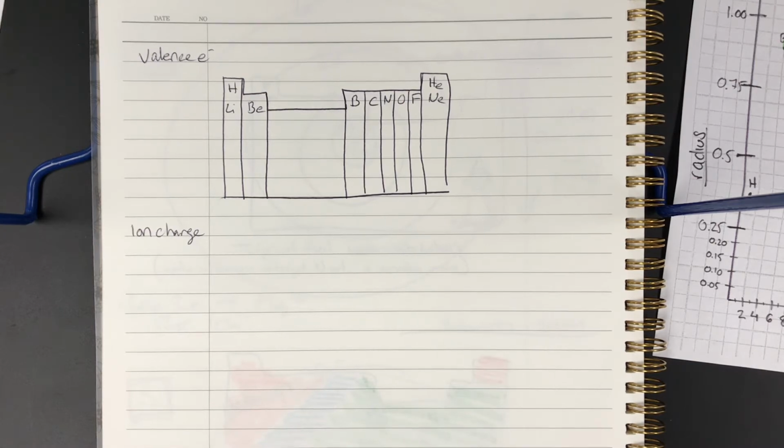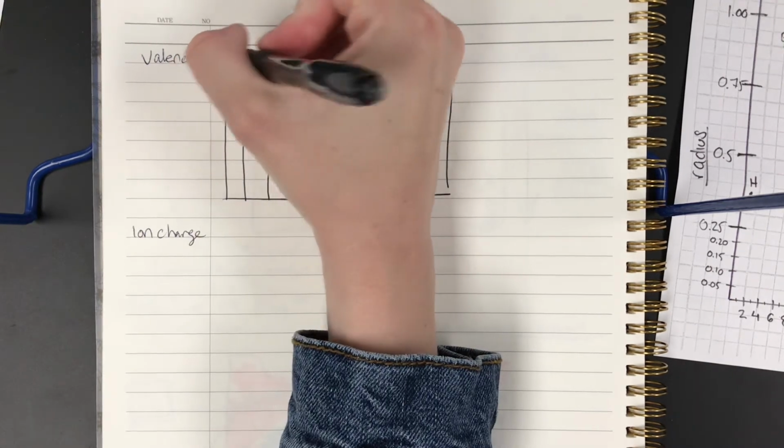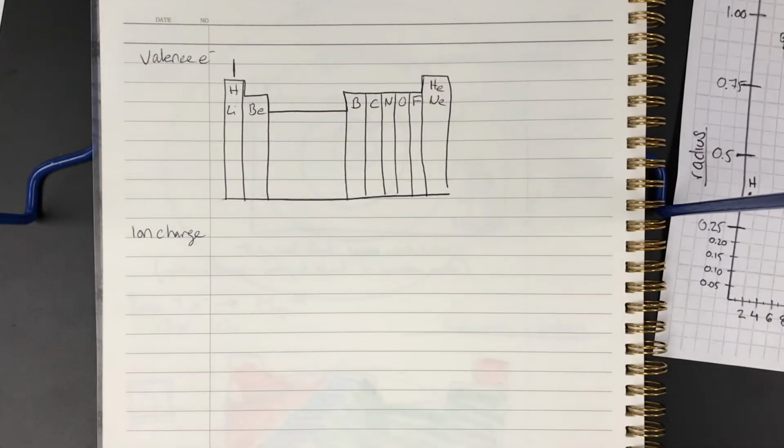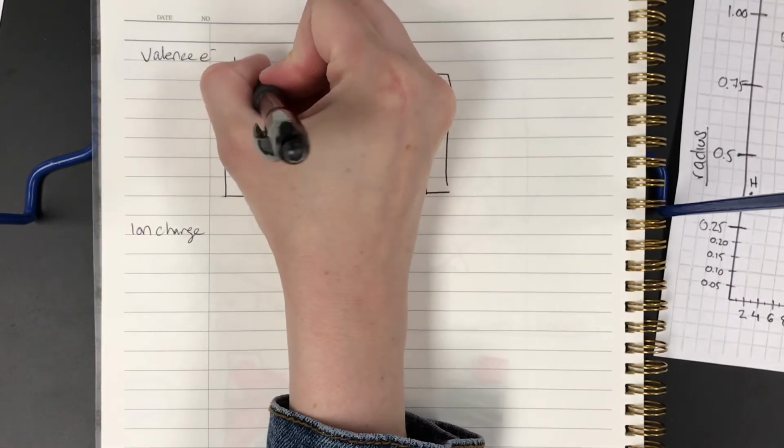Okay, how many valence electrons does hydrogen and lithium in that family have? How many valence electrons? One. So we're just going to label across the top here. Valence electrons, there's 1 for that family. What about how many valence electrons for the family that starts with beryllium? 2. Good job.